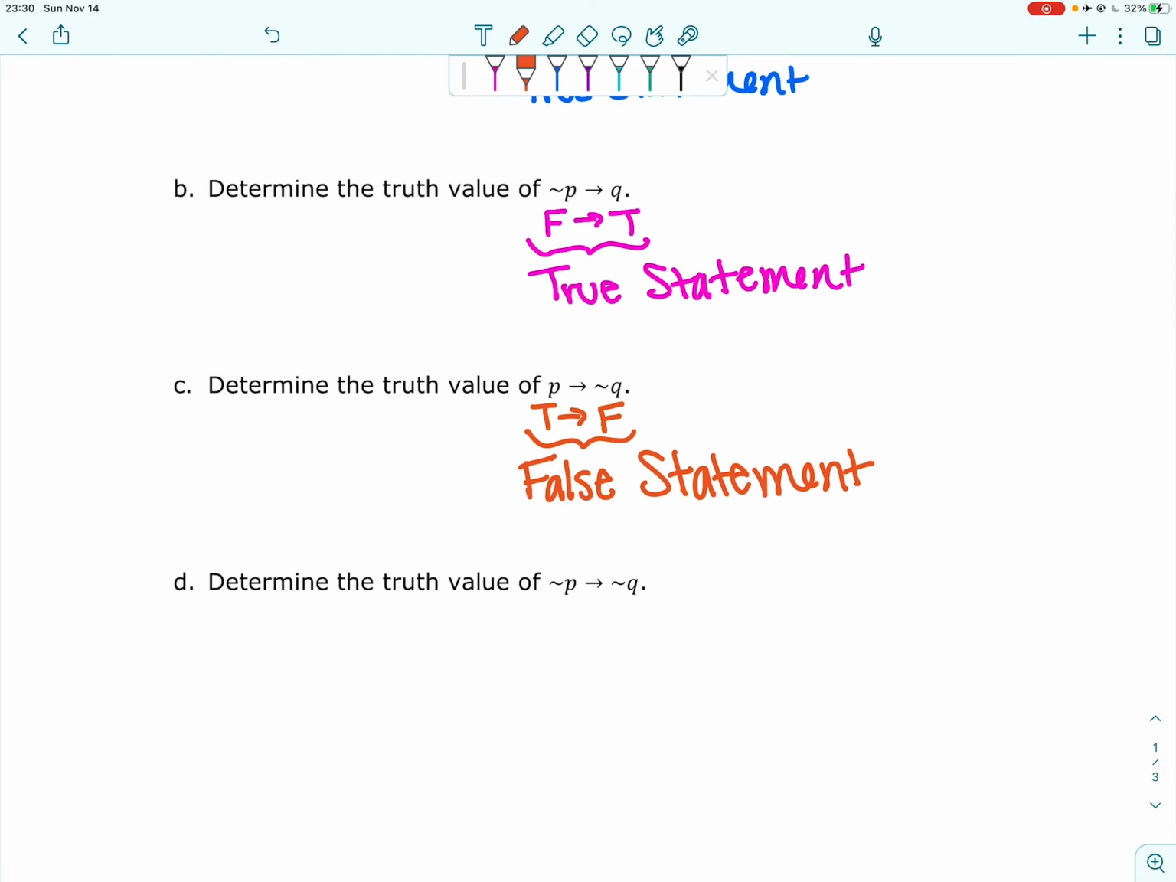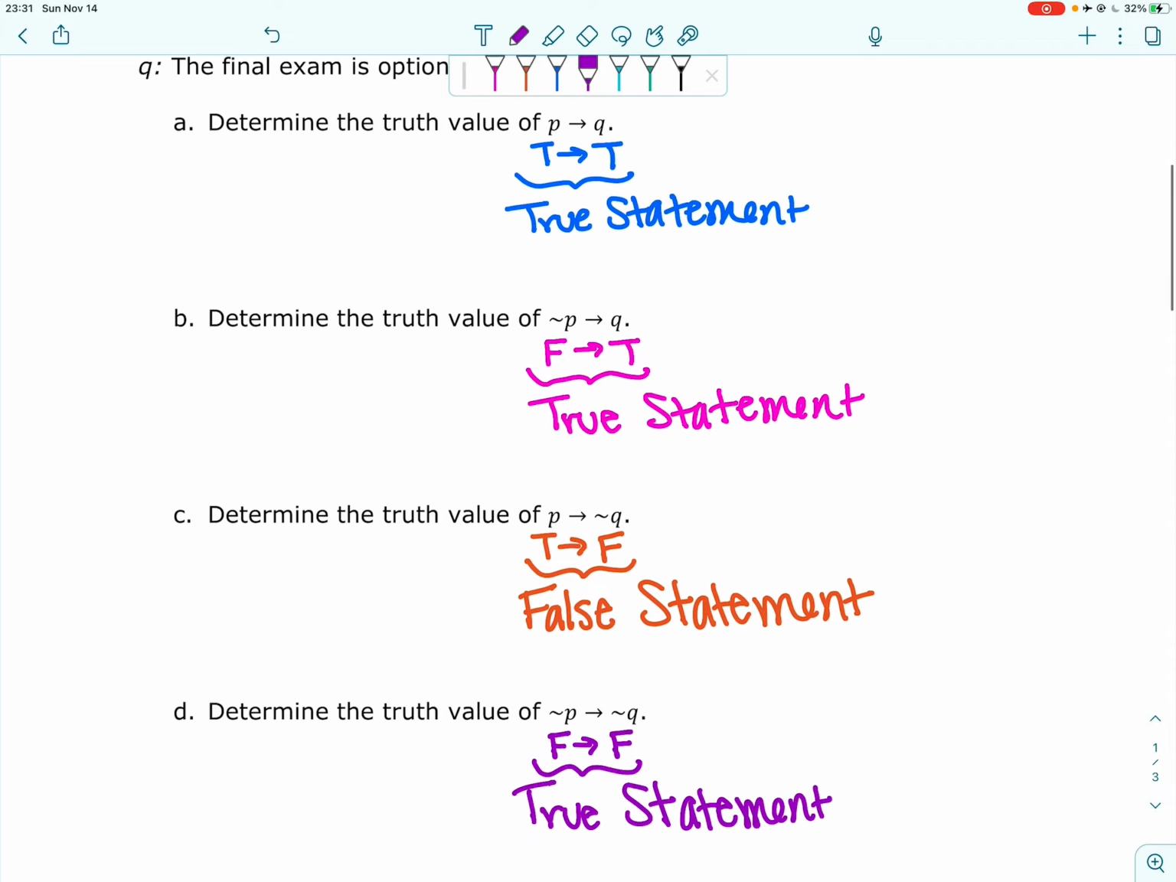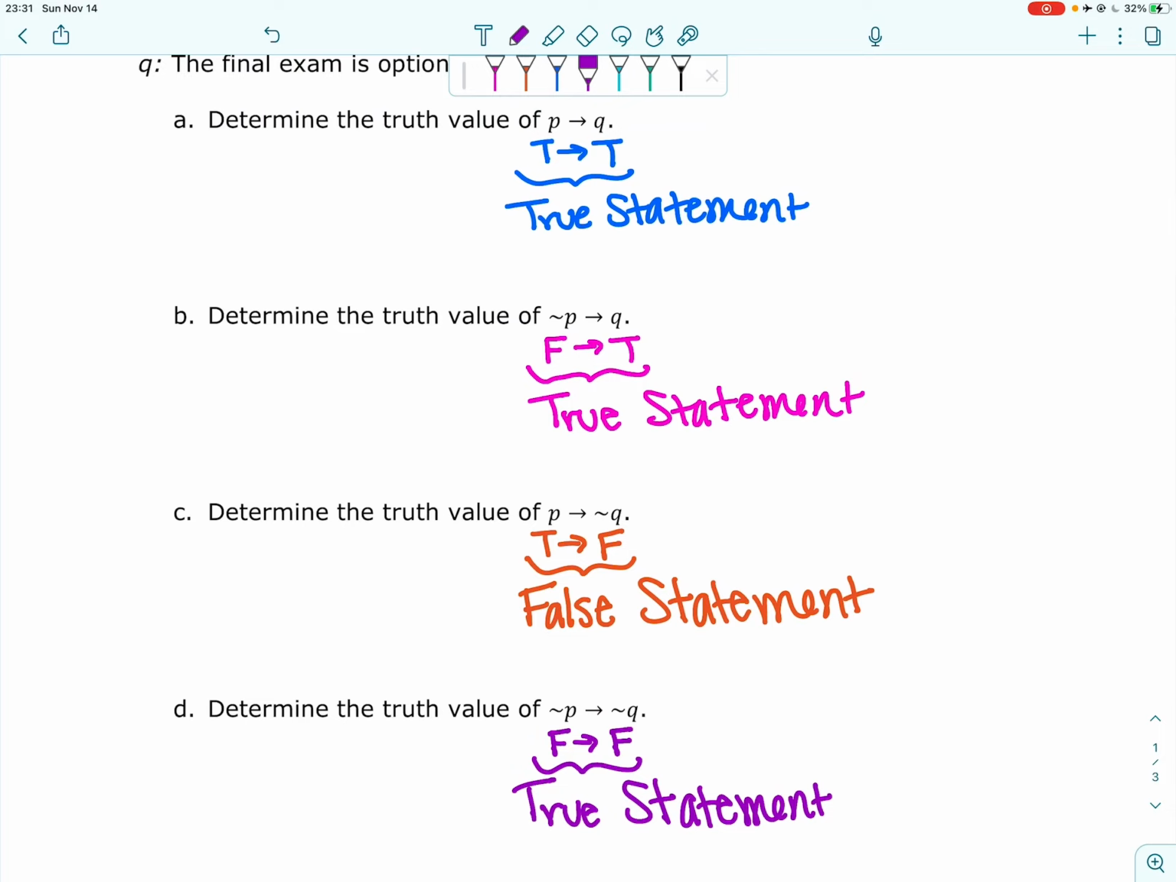And the last one, not P would be false, then not Q would be false. It's not an if T then F statement, so it's true. Only one that's false is when we see T arrow F. If T then F. That's the only statement that is false.